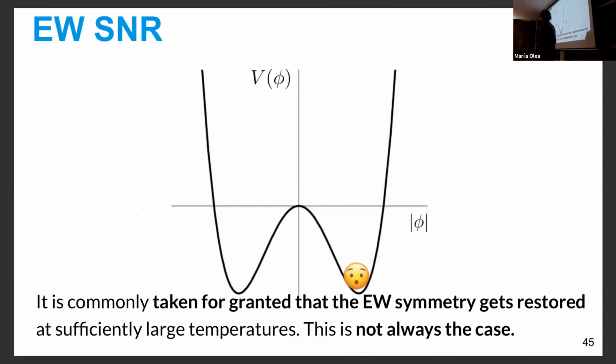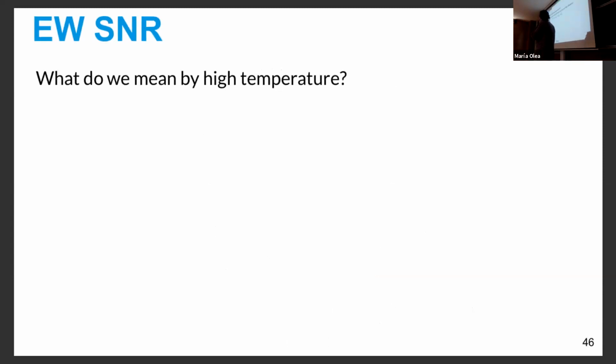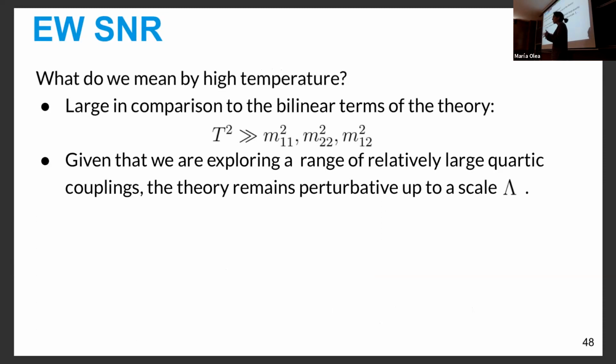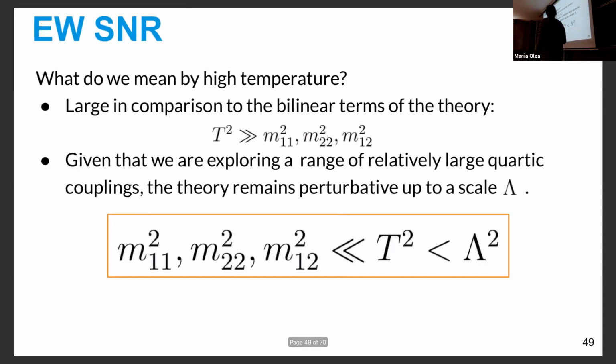And now the other part of the study is about electroweak symmetry non-restoration. A commonly taken for granted image is that the electroweak symmetry restores at sufficiently large temperatures, and this is not always the case. What do we mean by high temperature? We studied here a regime in which the temperatures are larger than the bilinear terms of the theory. But also, as I said before, we are exploring a regime of relatively large quartic couplings, so we will explore temperatures for energies at which the theory still remains perturbative. So this is what high temperatures means for us in this study.